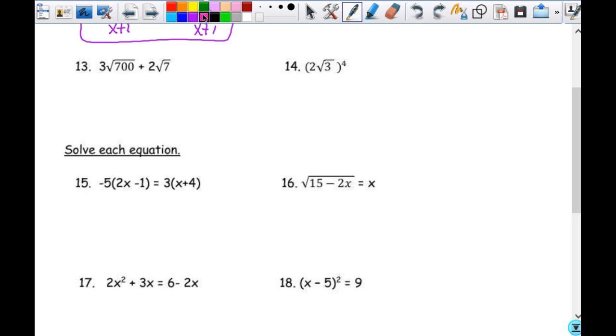Okay, so here I've got to simplify my square roots. Well, I know that this is 7 times 100, so this is going to be 3 times 10 times the square root of 7, because that's how I would simplify 700, 10 times the square root of 7, plus 2 times the square root of 7. So this is going to give me 3 times 10 is 30, plus 2 will give me 32 square root of 7.